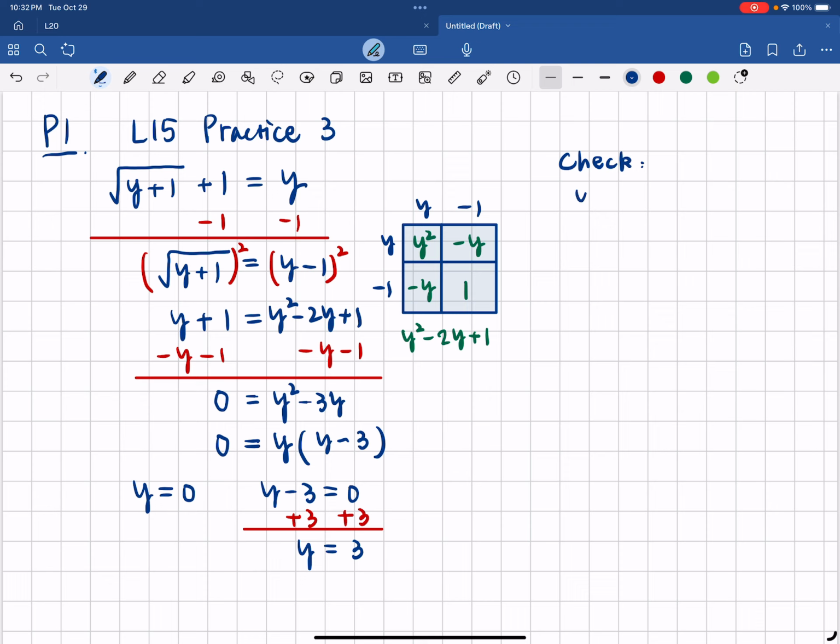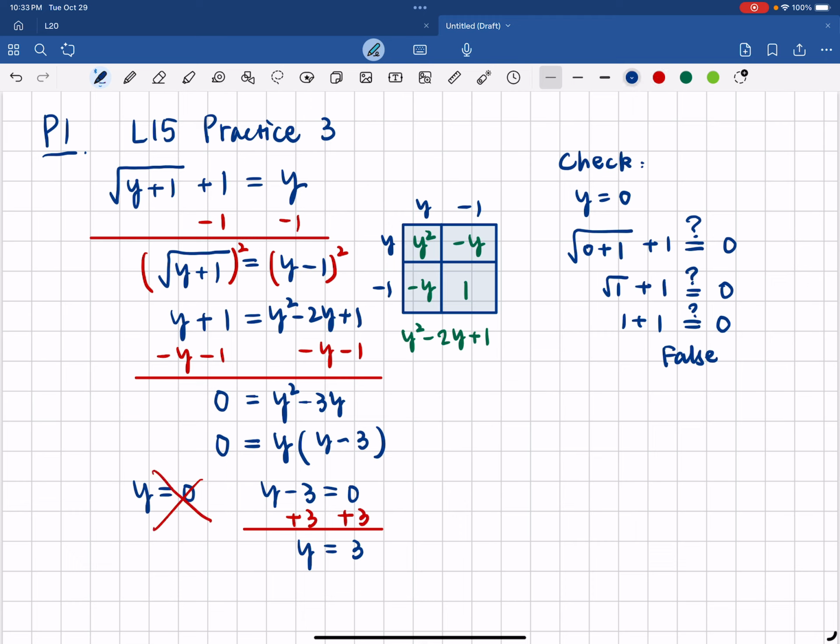So let's check the first one, y equals 0. We put this back into the original equation, which means we have square root of 0 plus 1, question mark equal sign, and 0. So we replace the y with 0 in the original equation. This simplifies to square root of 1 plus 1, question mark equal sign 0. And that's 1 plus 1, question mark equal sign 0. Apparently, this is false because 1 plus 1 is not 0. So the first solution is eliminated.